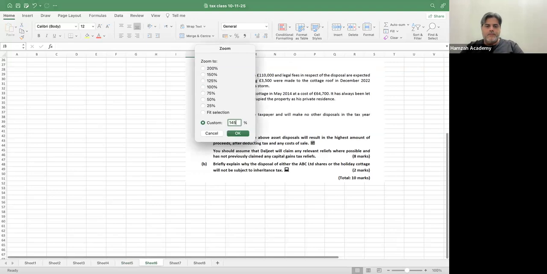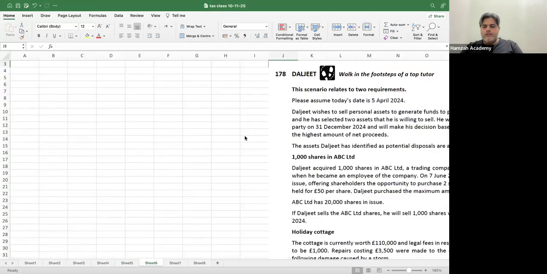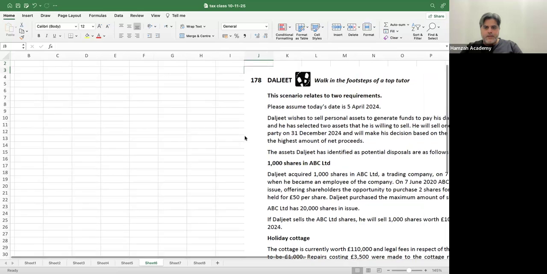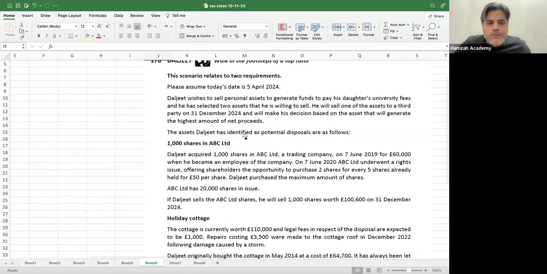Okay. Now, the next question that we have is the Daljit question. This scenario is related to two requirements. Please assume that today's date is 5th April 2024.